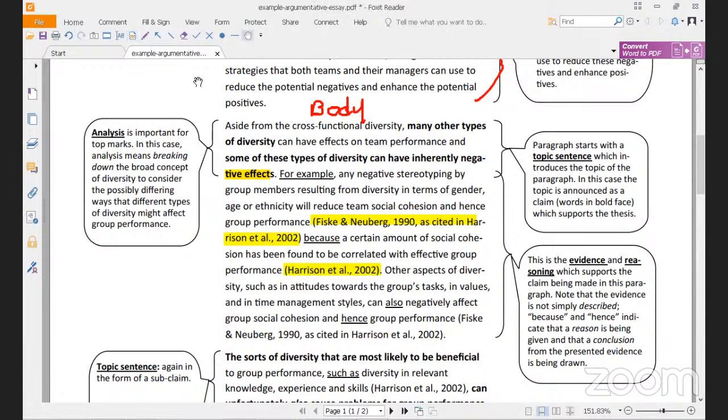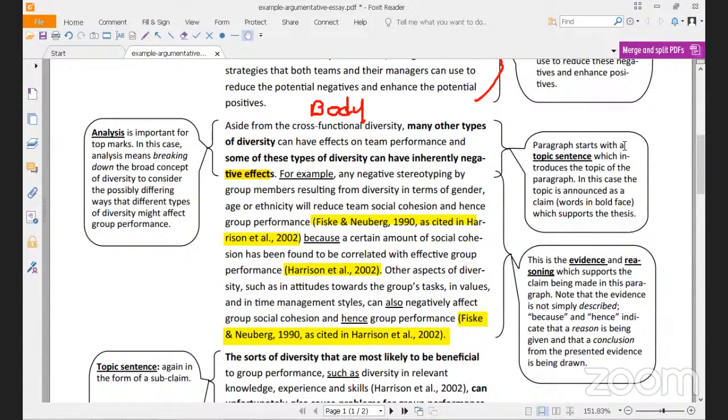Because a certain amount of social cohesion has been found to be correlative with effective group performance. Other aspects of diversity, such as in attitudes towards the group's tasks, in values, and in time management styles, can also negatively affect group social cohesion and hence group performance.